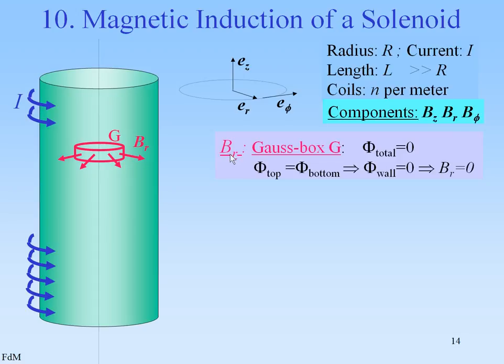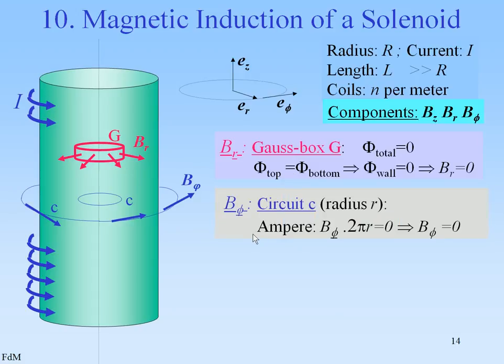Suppose we take a Gauss box inside the solenoid. This means that the total flux will be 0, and this also will mean that the flux from the top will be the flux in the bottom, and this means that the flux through the walls will be 0. And the consequence of this is that the r component of the magnetic induction, B(r), as seen here, will be 0.